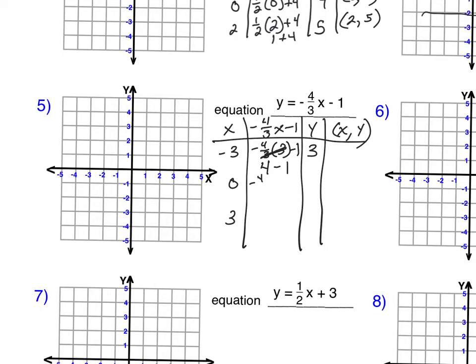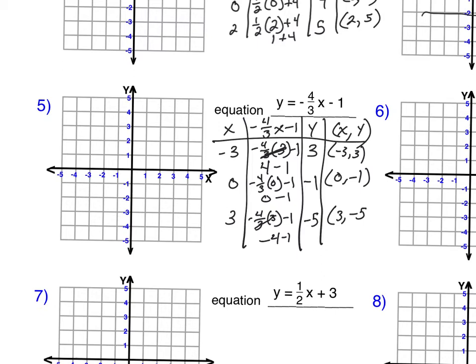Put in a 0. As we've seen before, that just zeroes out the first part of this. Negative 4/3 times 0 is 0. Take away 1 is negative 1. And then put in a positive 3. The 3's wipe each other out. I have negative 4 minus 1, which is negative 5. Okay, so my coordinates are -3, 3, 0, -1, and 3, -5.